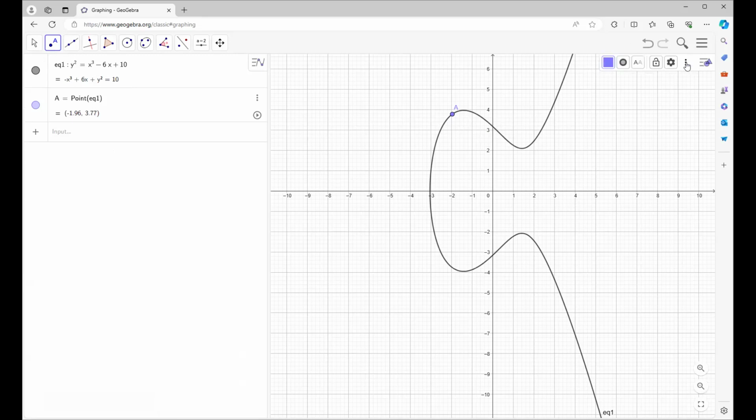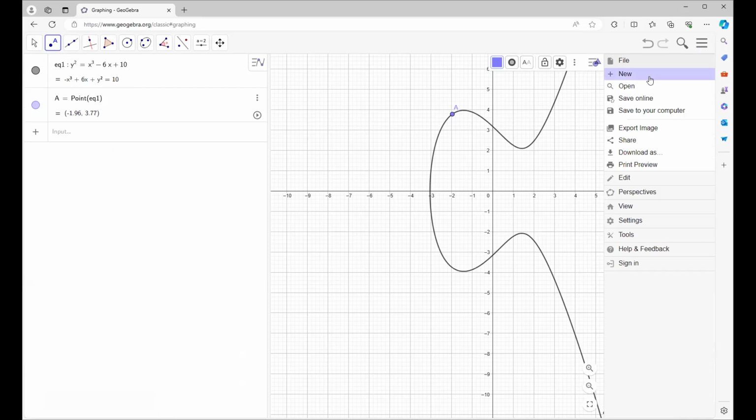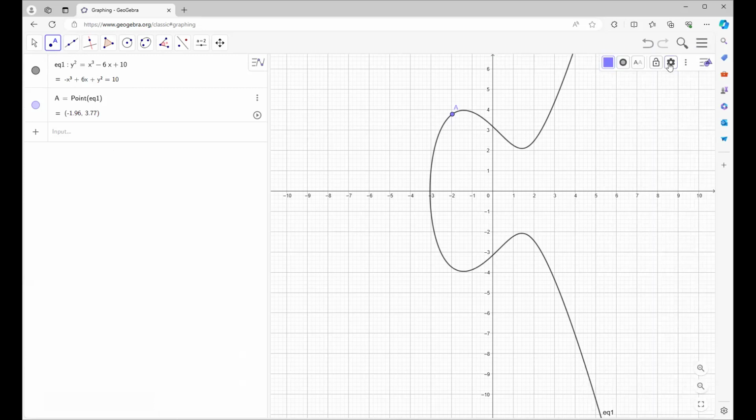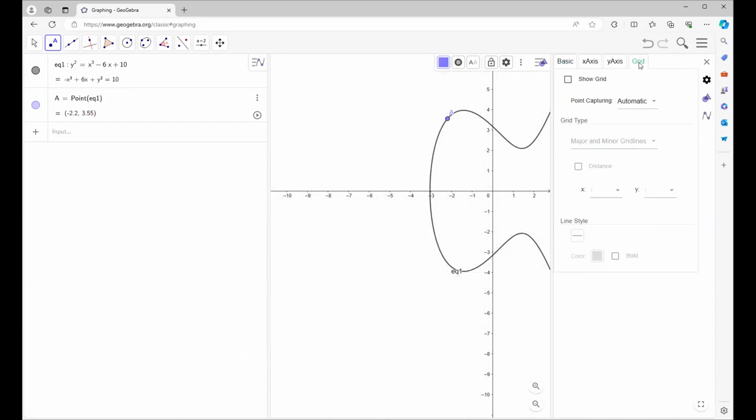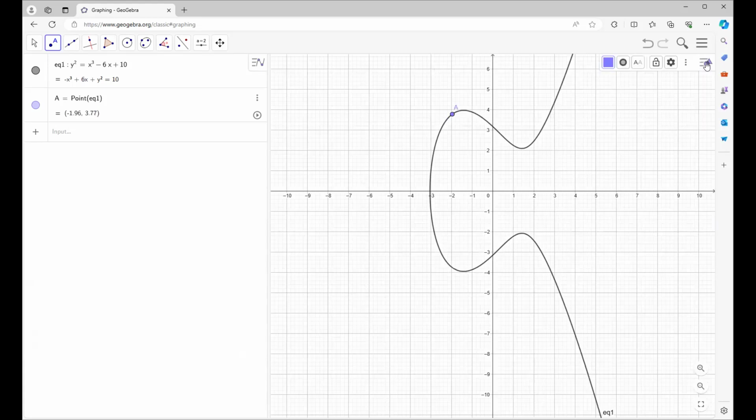But let me go ahead and make this grid disappear first. Settings, grid, get rid of my grid. All right, so what I'm going to do is put a second point on here. I'm just going to put it down right here. Now my question is, how do I add these together? Because that's the operation we're actually going to work on. We're going to add them.